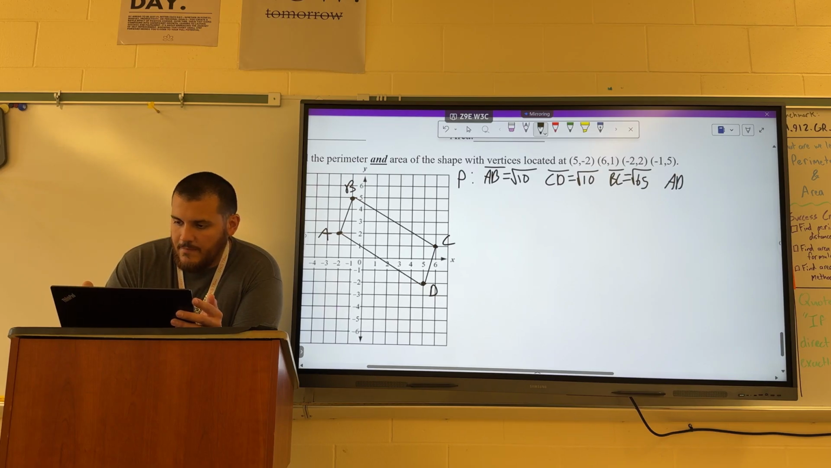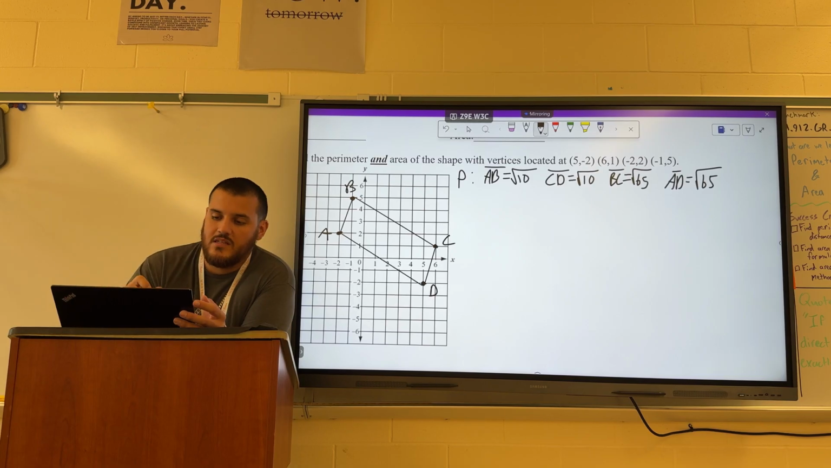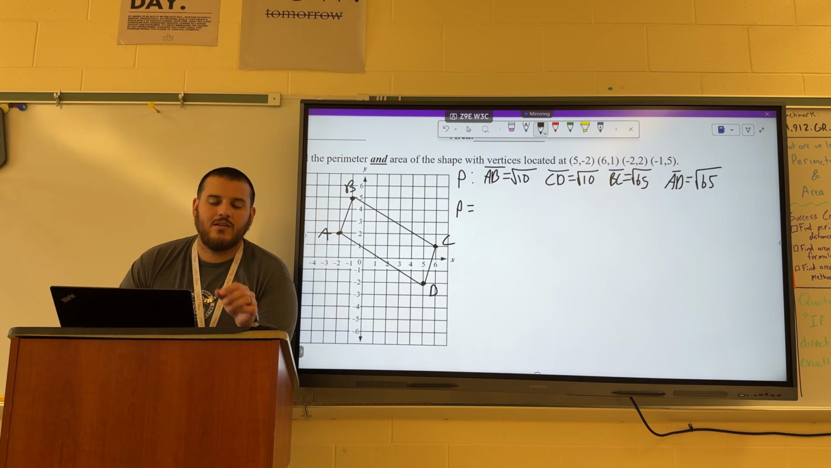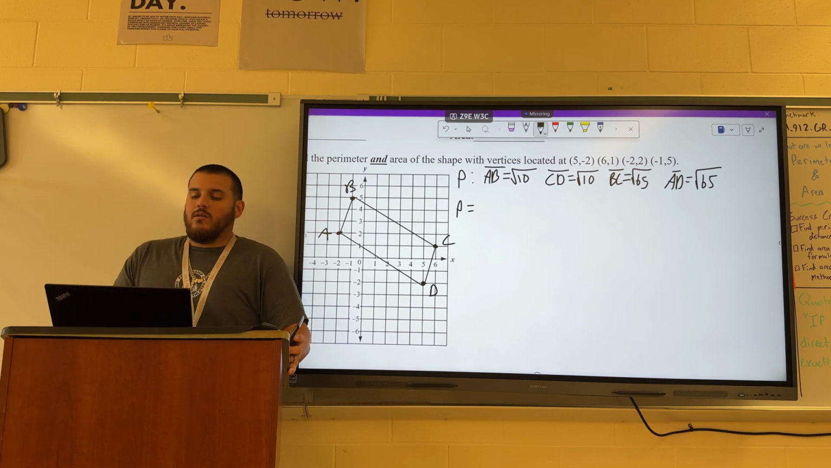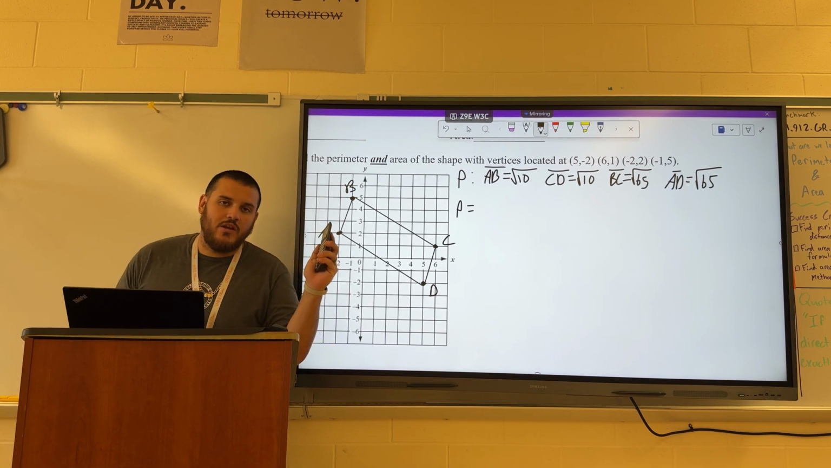So AD in the distance formula would also yield the square root of 65. From there, I can calculate my perimeter by adding these all together. Now, this doesn't work the way you might assume.